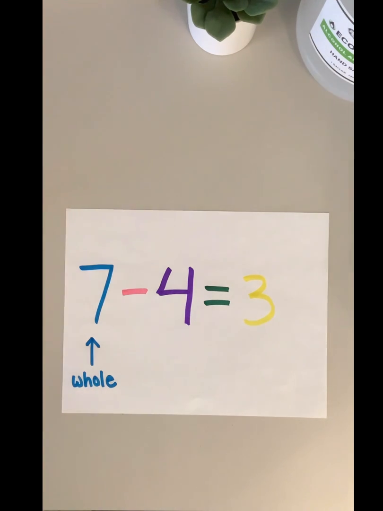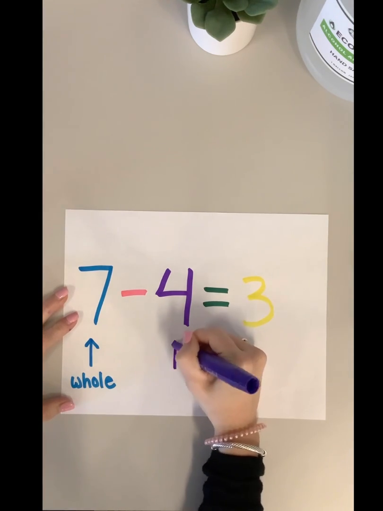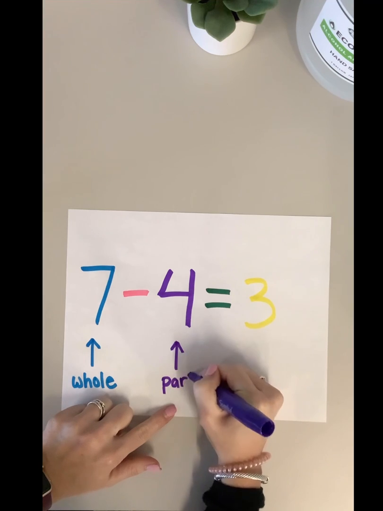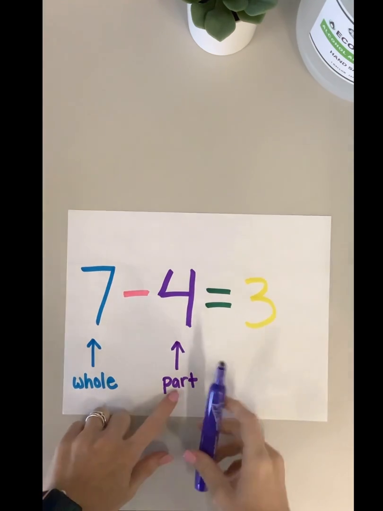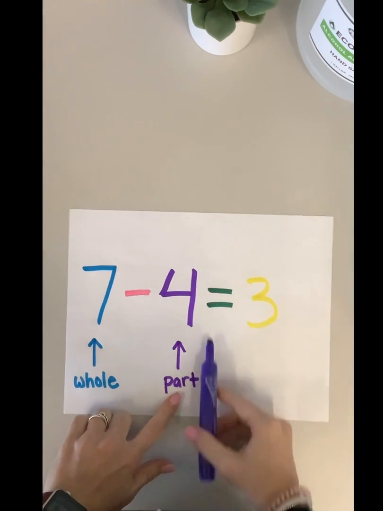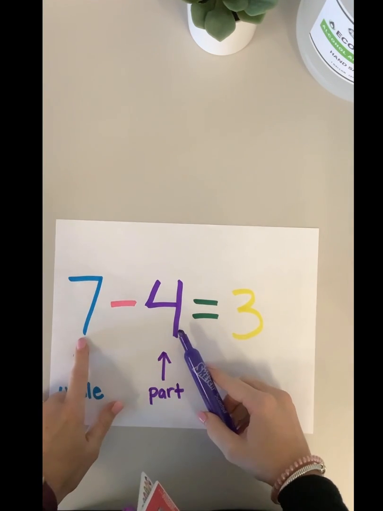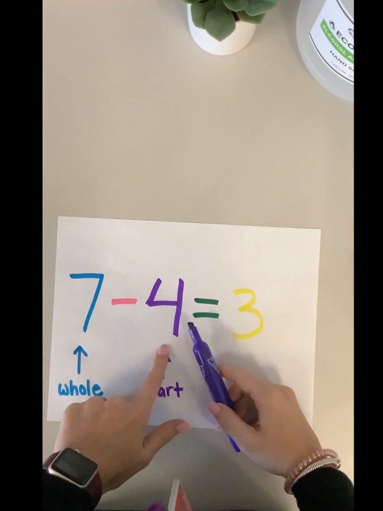The next part of a subtraction problem is the part that we're taking away from the whole. This is called the part. The part is what we're taking away from the whole. So I am starting with 7, and I'm taking away 4.